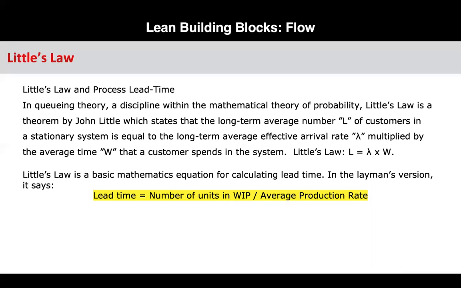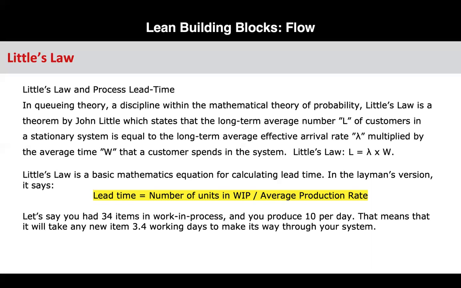A unit load of two was the best. So you want to look at lead time, and then you have to factor in the material handling time, which I think is an important factor to think about in terms of lean, and also as we move forward. Let's just say you had 34 items in a working process and you produce 10 per day. That means it'll take 3.4 working days to make it through the system.